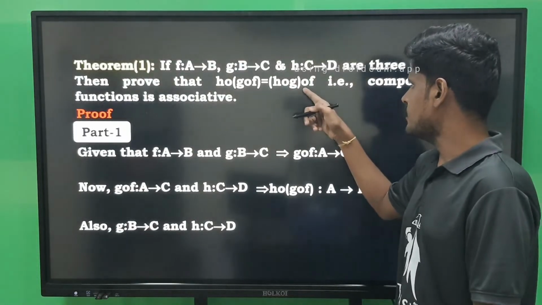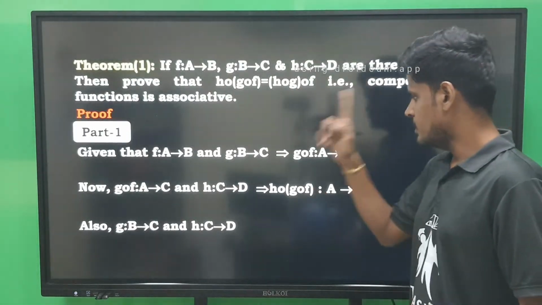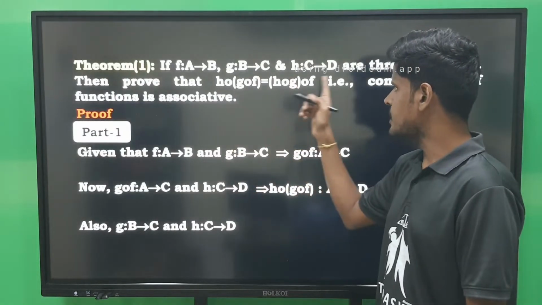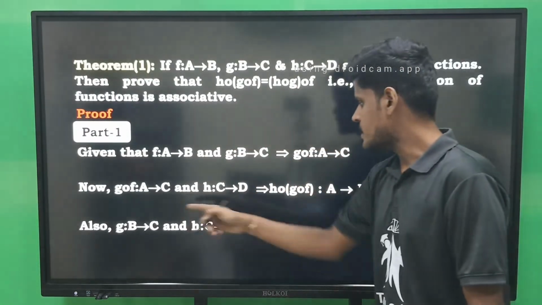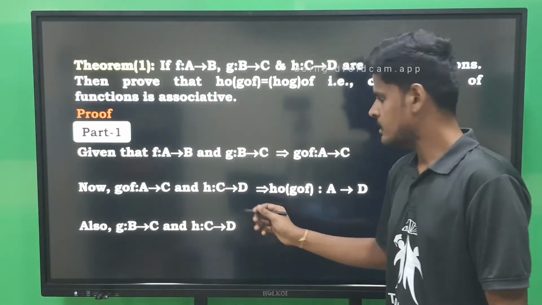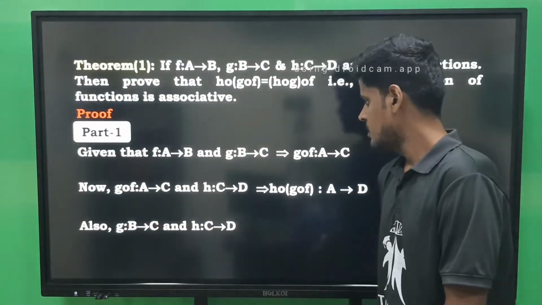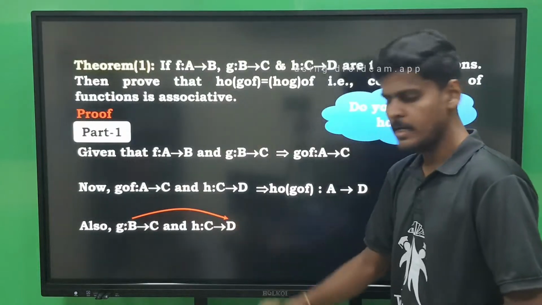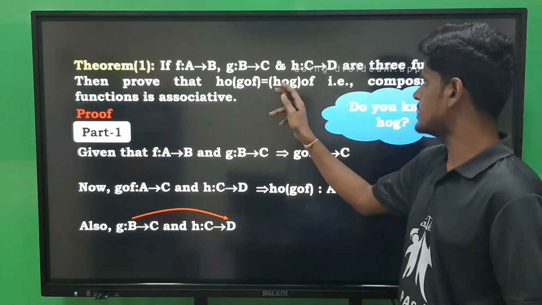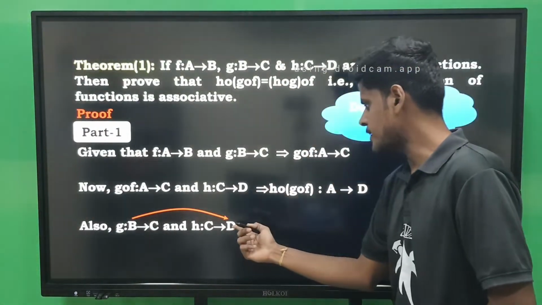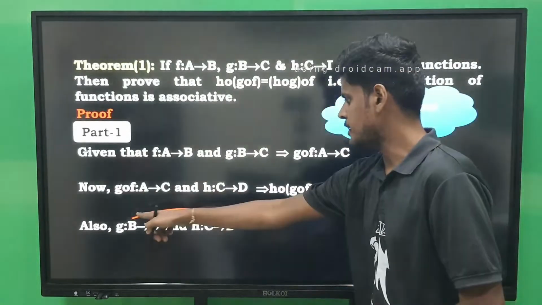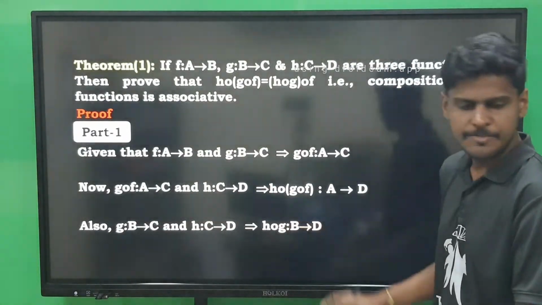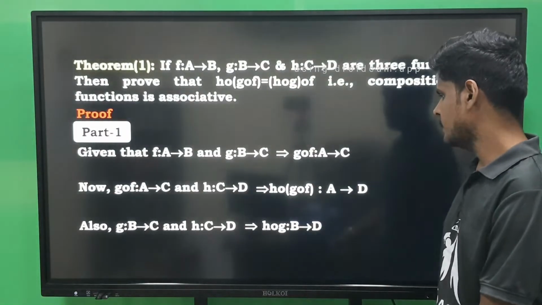Similarly, we should find (h∘g)∘f. Just now we have discussed h∘(g∘f). Now we should find (h∘g)∘f. Again, what is h∘g? g is the input, so it is B. And h is the output, so the output of this function is set D. So it is a function from B to D. h∘g is a function from B to D.